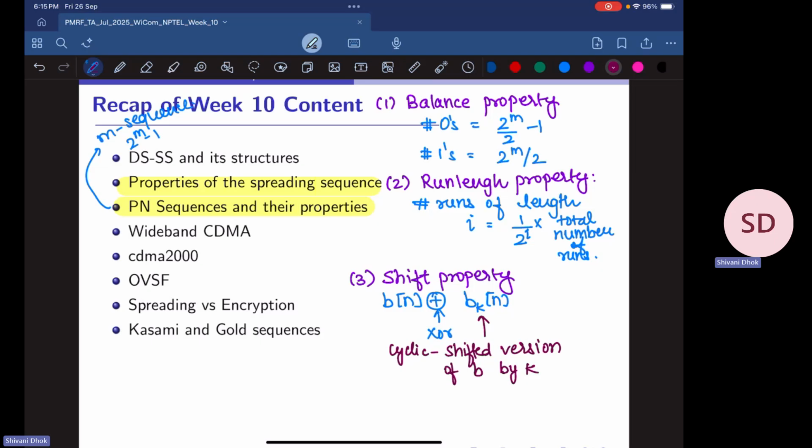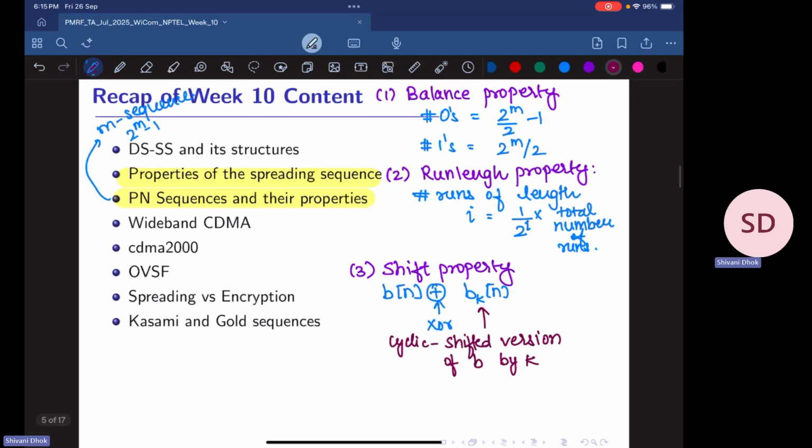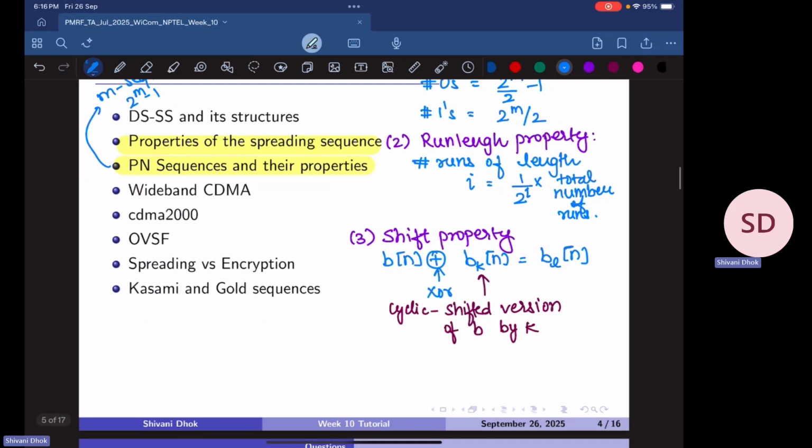So if we do this, then what do we get? We get another sequence of the same length, and it is of the same type, but now it is cyclically shifted by l units. This was the shift property, and this holds with l not equal to k here. And the last property was the correlation property.